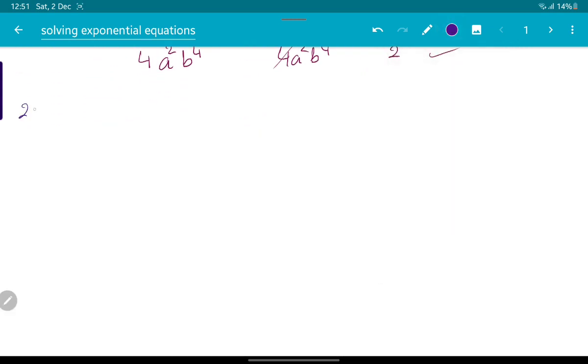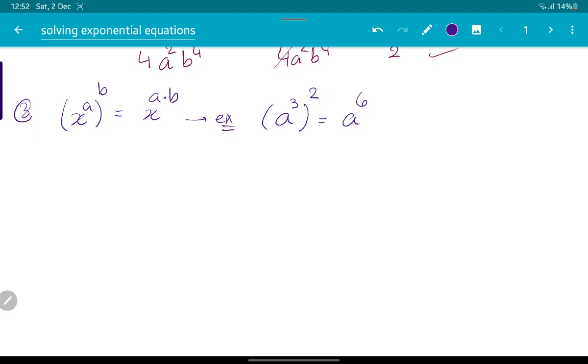We have different properties, like if we have x power a, where x is the base and this base is raised to power a, then all of this is raised to a different power like b. In this case, we will multiply the two exponents and this will be x power a times b. For example, if we have a power 3 and it's raised to power 2, this will be a power 6.